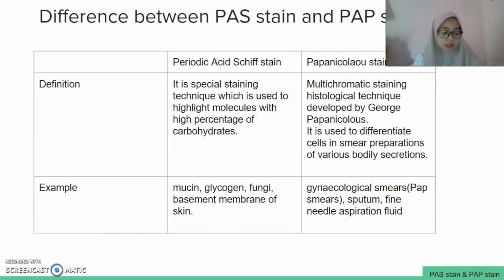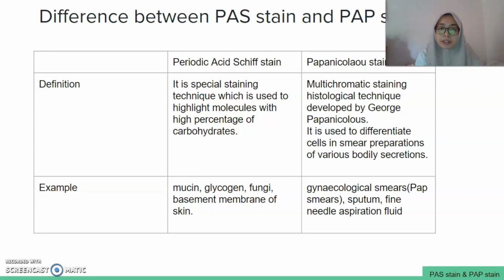Next, I'm going to talk about the difference between PAS stain as well as Pap stain. PAS stain is known as periodic acid Schiff stain, and Pap stain is known as Papanicolaou stain. Periodic acid Schiff stain is a special staining technique which is used to highlight molecules with a high percentage of carbohydrates. Meanwhile, Papanicolaou stain is a multichromic staining histological technique. This was developed by George Papanicolaou. It is used to differentiate cells in smear preparations of various bodily secretions.